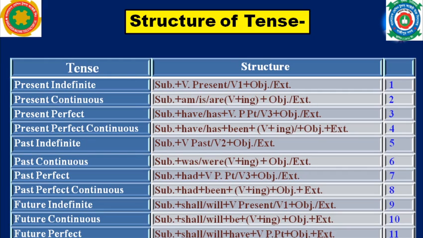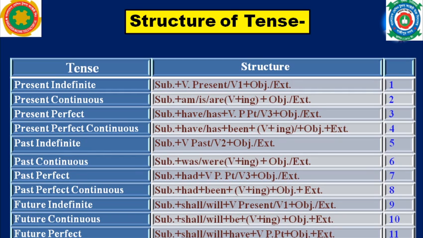Past indefinite: subject plus V2 plus object. Past continuous: subject plus was, were plus verb 1 plus ing plus extension. Past perfect: subject plus had plus V3 plus object. Past perfect continuous: subject plus had been plus verb plus ing plus extension.